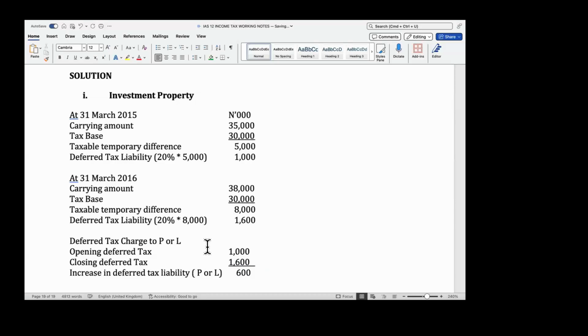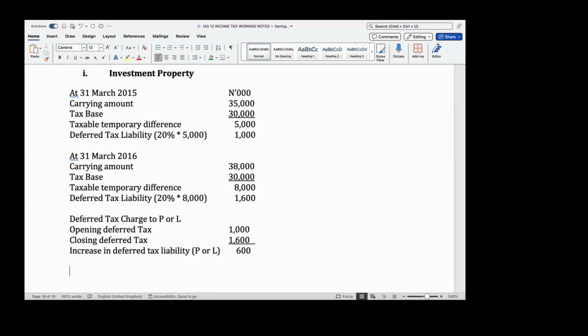You need to be very careful here. The only reason why this is going to P&L is because this fair value gain arises from investment property measured at the fair value model, and the fair value gain goes to P&L. If it had been a revaluation surplus that goes to OCI, the related deferred tax would have also gone to OCI. So in this case, it goes to P&L. That's the first transaction.